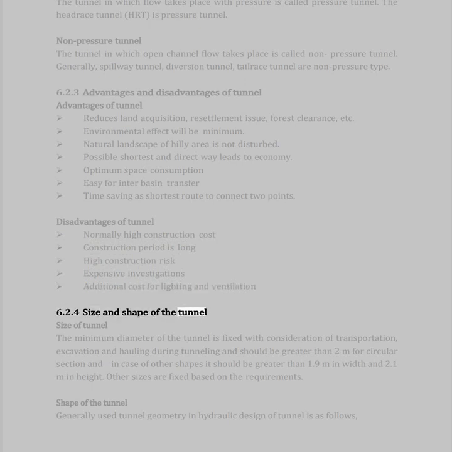6.2.4 Size and shape of the tunnel. Size of tunnel: the minimum diameter of the tunnel is fixed with consideration of transportation, excavation, and hauling during tunneling and should be greater than 2 m for circular section, and in case of other shapes it should be greater than 1.9 m in width and 2.1 m in height. Other sizes are fixed based on the requirements. Shape of the tunnel. Generally used tunnel geometry in hydraulic design of tunnel is as follows.